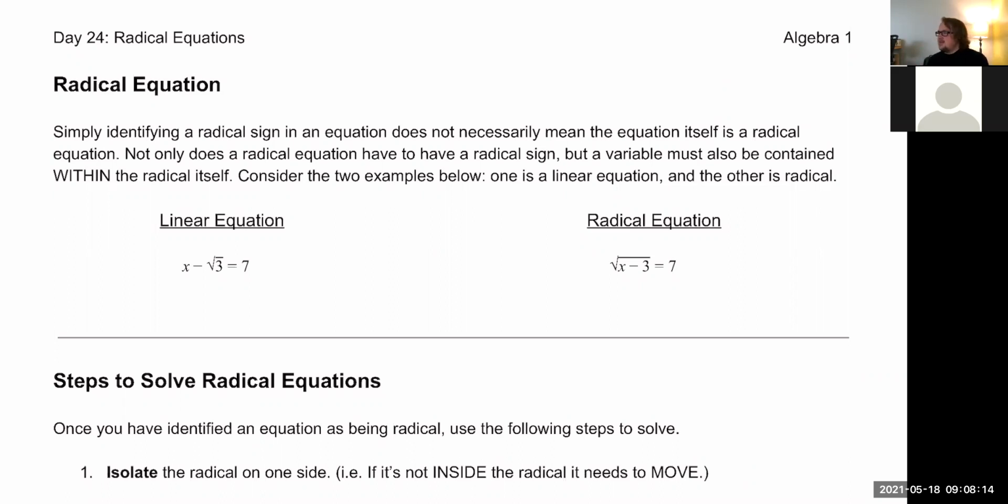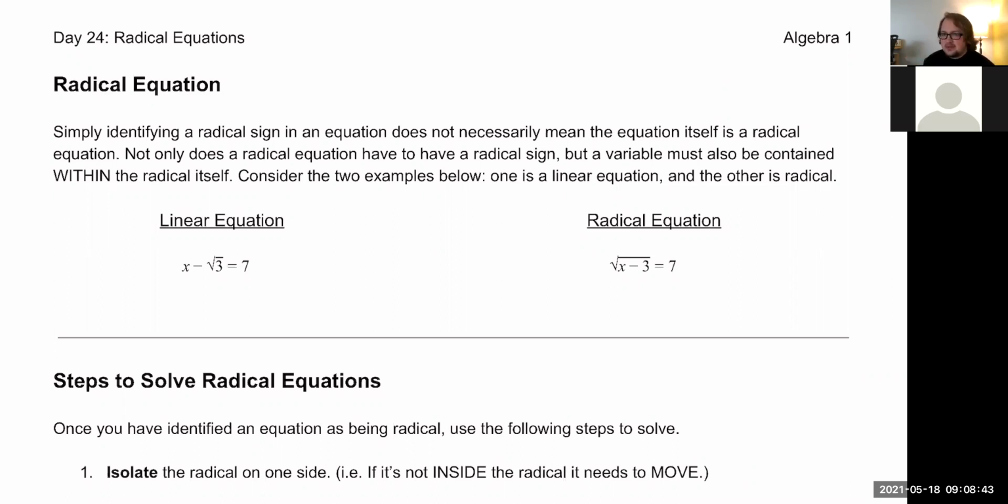Today we're going at it from a different approach. Now we're going to see what happens when we have what are called radical equations. Now, there is some confusion there. Part of that confusion is that just simply having a radical in an equation does not necessarily make it a radical equation. And the reason for that is not only do you have to have the radical sign, but the variable that you're solving for must be contained within it.